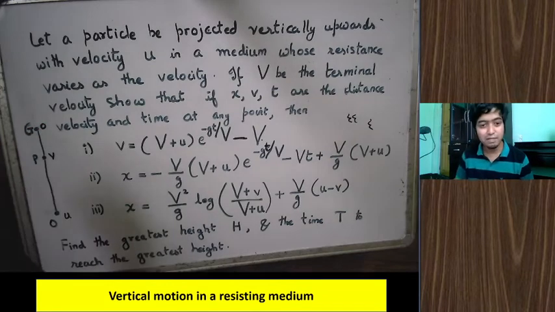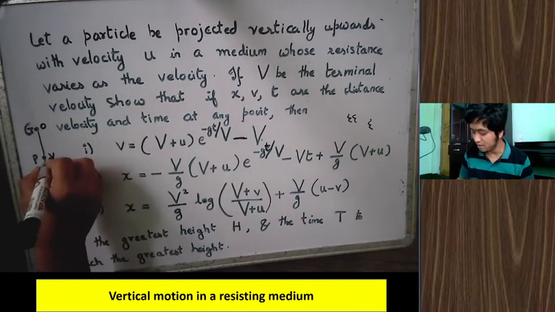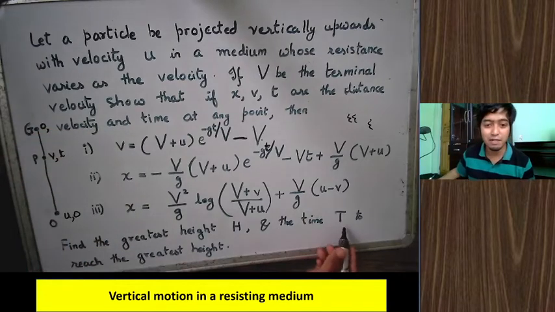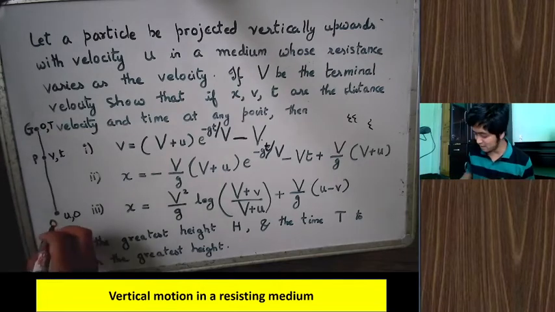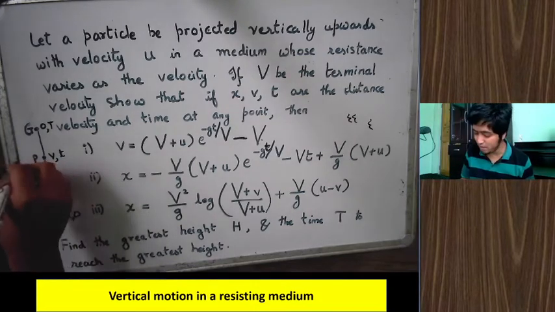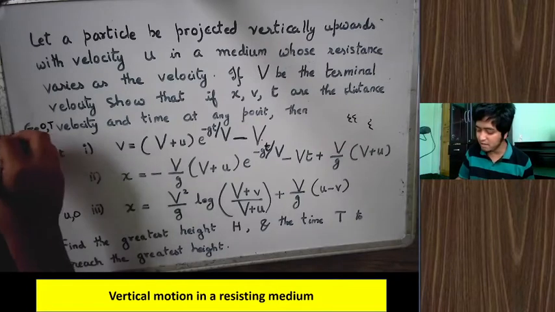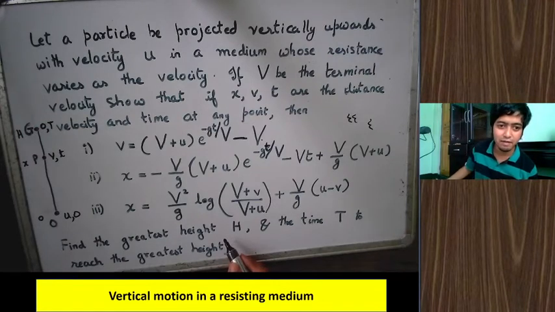What about the time? We are measuring it from O, so the time over here will be 0. The time at P will be t, and at the greatest height it is denoted by capital T. T is the time to reach the greatest height. What about the distance? We are measuring it from O, so the distance at this point is 0. The distance at any point P is x, and the distance at the greatest height G is h. You can see we have denoted it with h for the greatest height.